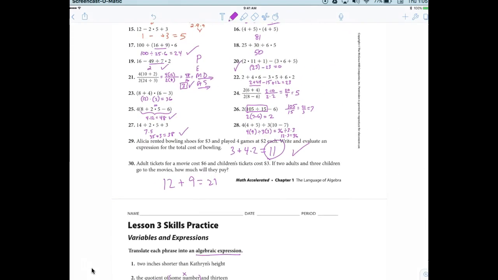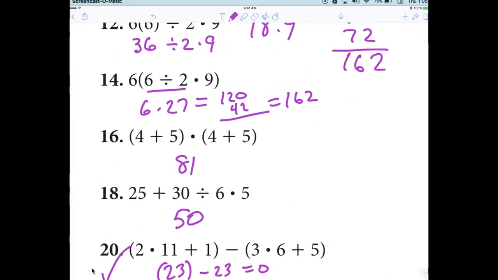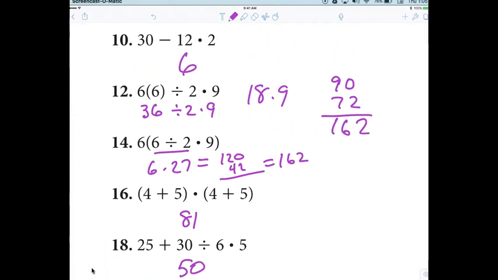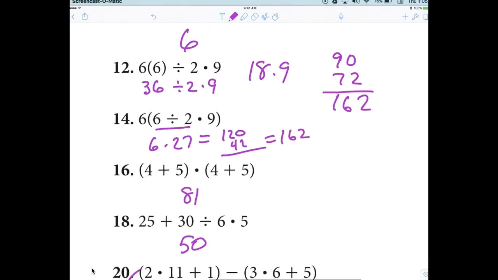Since we have a little bit of time here, I'd like everybody to check their evens real quick. Give yourself a check if you got it right. Number 10 was 6. Number 12 was 162.